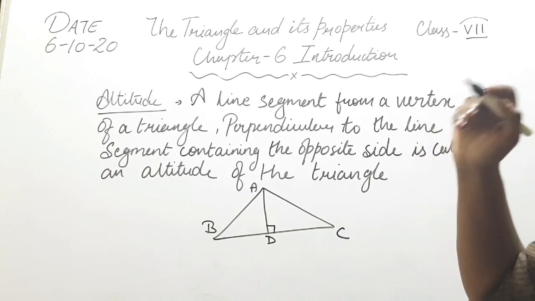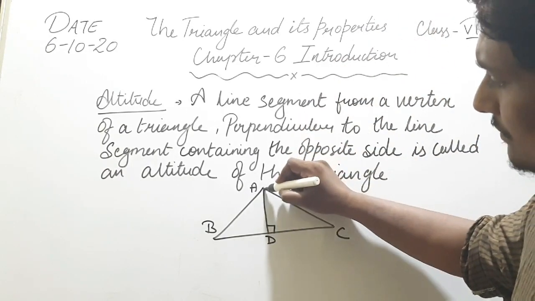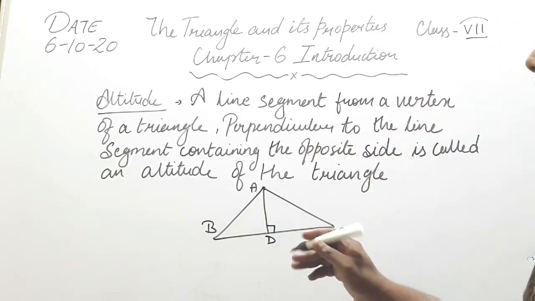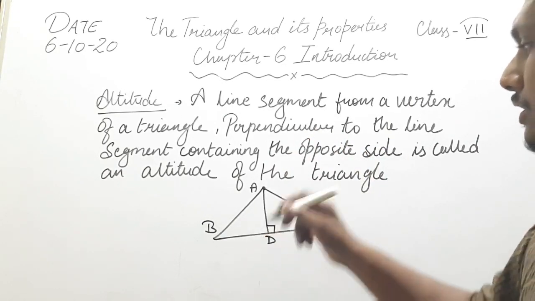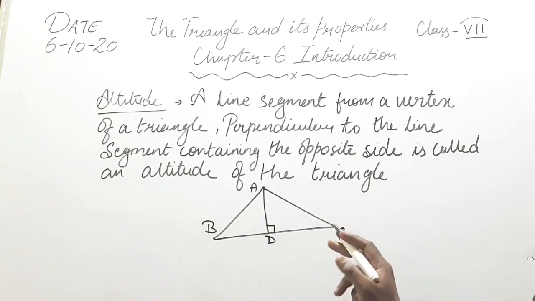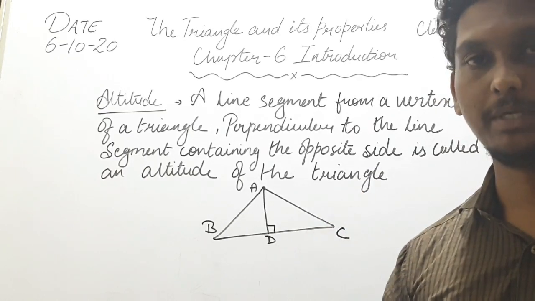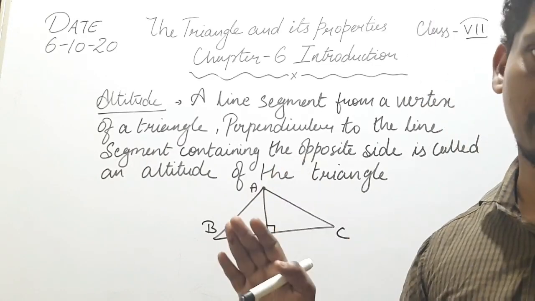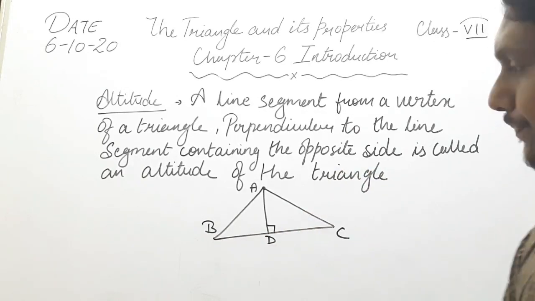So here in the median, the line segment starts from the vertex. Here also the line segment starts from the vertex, but here it is perpendicular to the line segment containing the opposite side. So this line is perpendicular to BC, and in the previous median, D was the midpoint of BC. So there is a lot of difference between the perpendicular and the midpoint. Okay, just go through it.